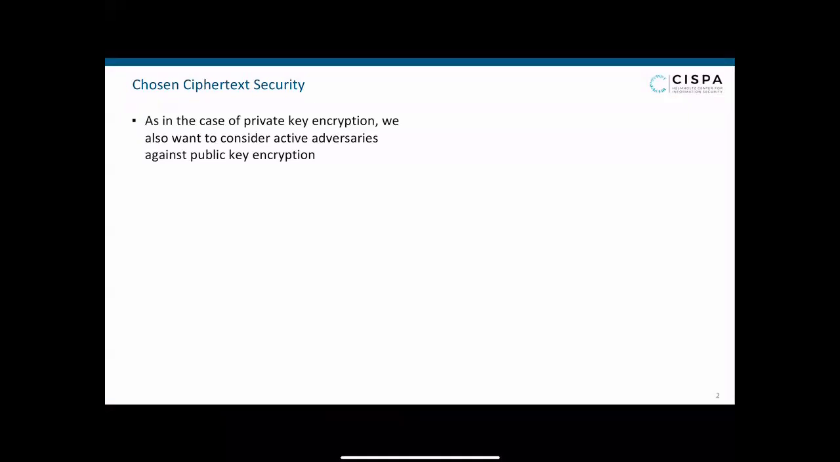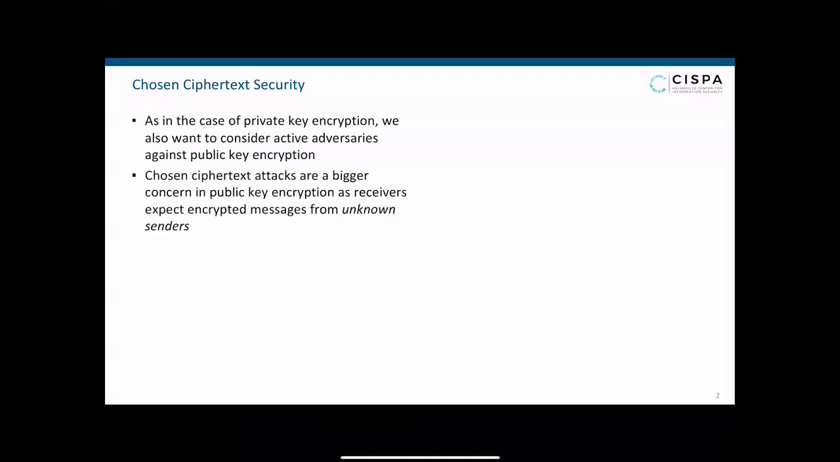chosen ciphertext security? Well, we want to protect against active adversaries, right? So active adversaries are adversaries who don't just eavesdrop on us, but who actually manipulate the messages that we send and try to gain an advantage by doing some clever modifications of the ciphertext that we've sent, observing behaviors of honest parties who try to decrypt this and get some information from this.